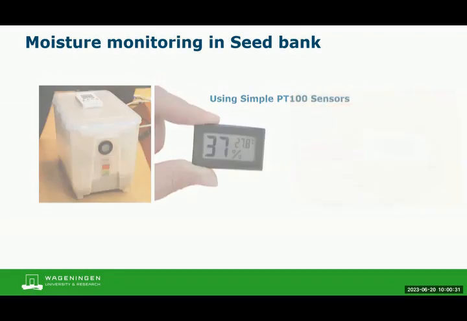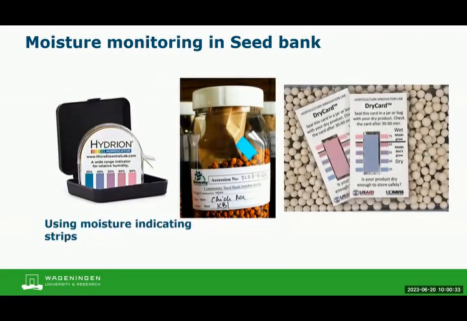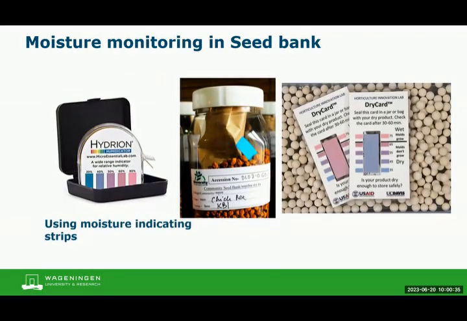You can also use moisture indicating strips, and I think some of the community seed banks in this project have also been provided with these dry cards, with which you can monitor the moisture inside the bottles, inside the containers, or inside the community seed bank. So in a nutshell, with these moisture strips, blue means they are dry and red means they are wet.